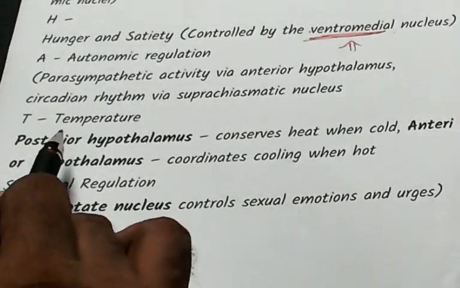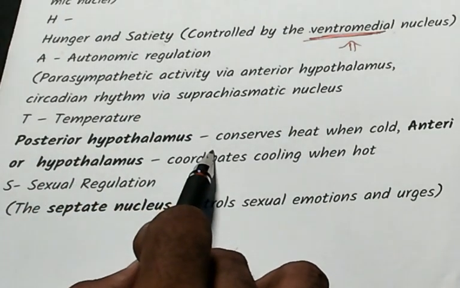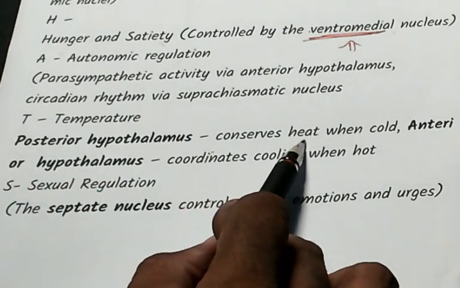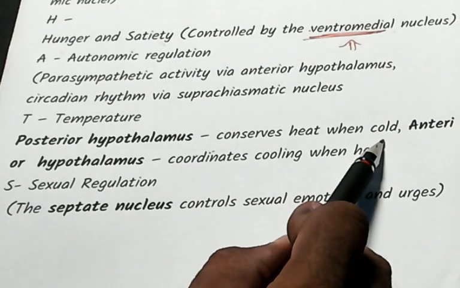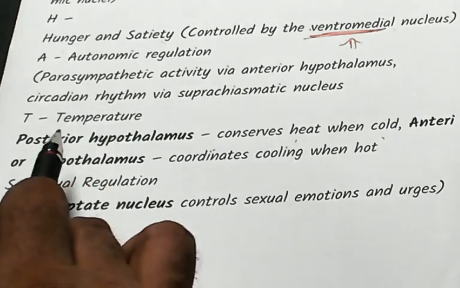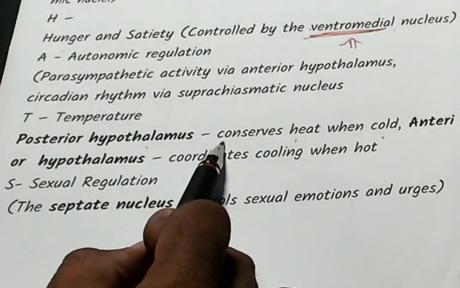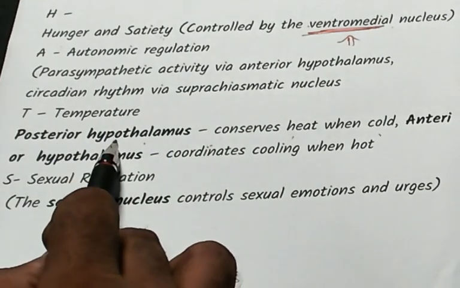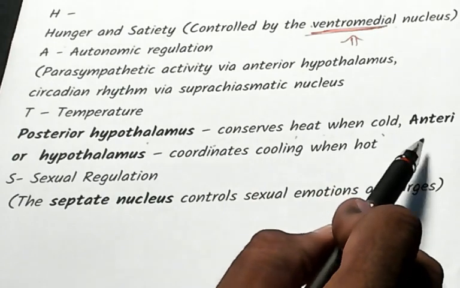Now doctor, temperature. Posterior hypothalamus is important for conserving the heat when we are cold. बहुत ठंड लग रहा है, shivering होना है. Posterior hypothalamus. Where will you shiver, doctor? You will shiver in your spine. Spine कहाँ है? Posterior में है. So posterior hypothalamus conserves heat when cold and shivering.